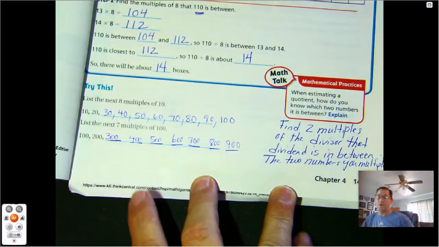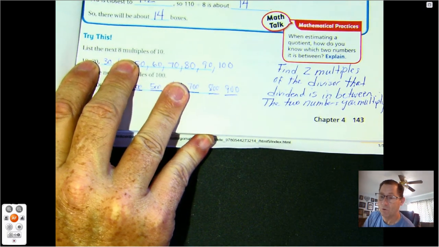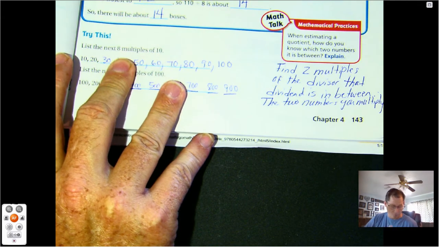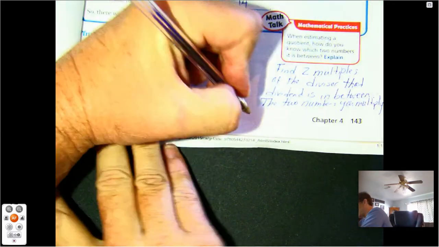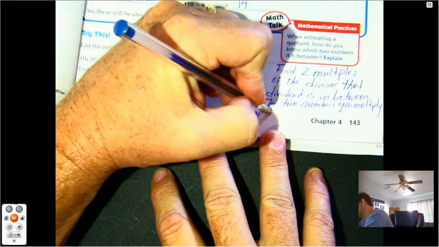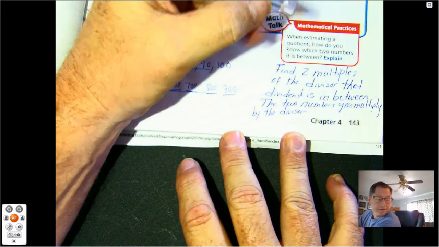And the 2 numbers you multiply by the divisor are the 2 numbers that it's in between. So how did we get 104? How did we get 112? That was 13 and 14, multiplied by the divisor.